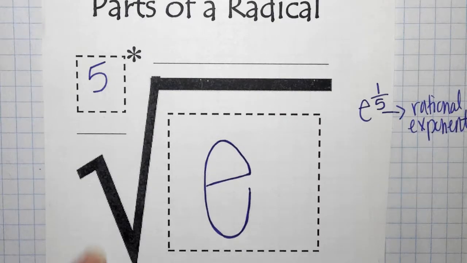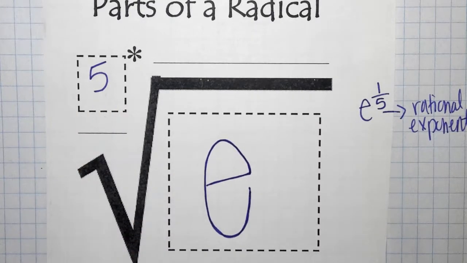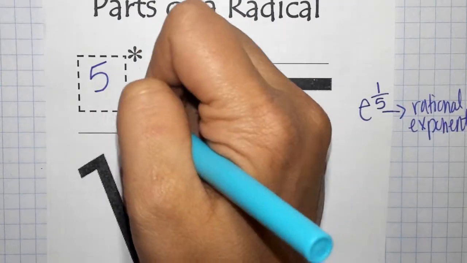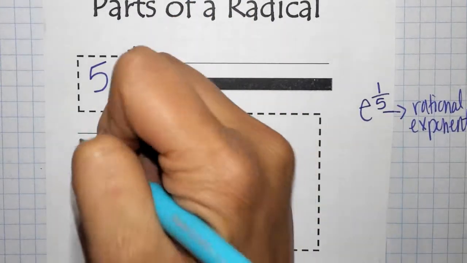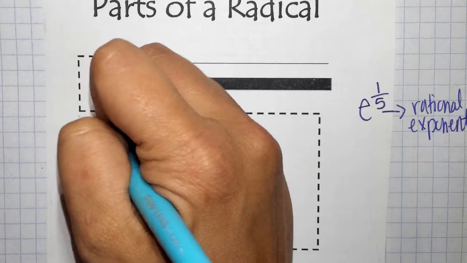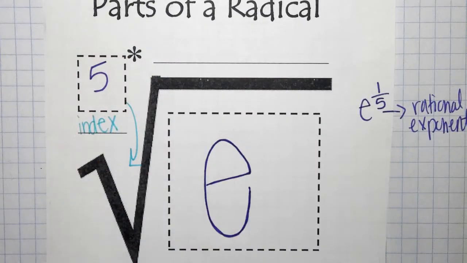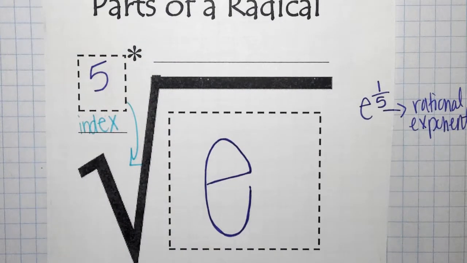Now, we're going to talk about the special names that each of these have. Now, the 5, it goes inside. It should really be in the mullet. This is called an index. And this means to the 5th root. Or the 5th root of E.